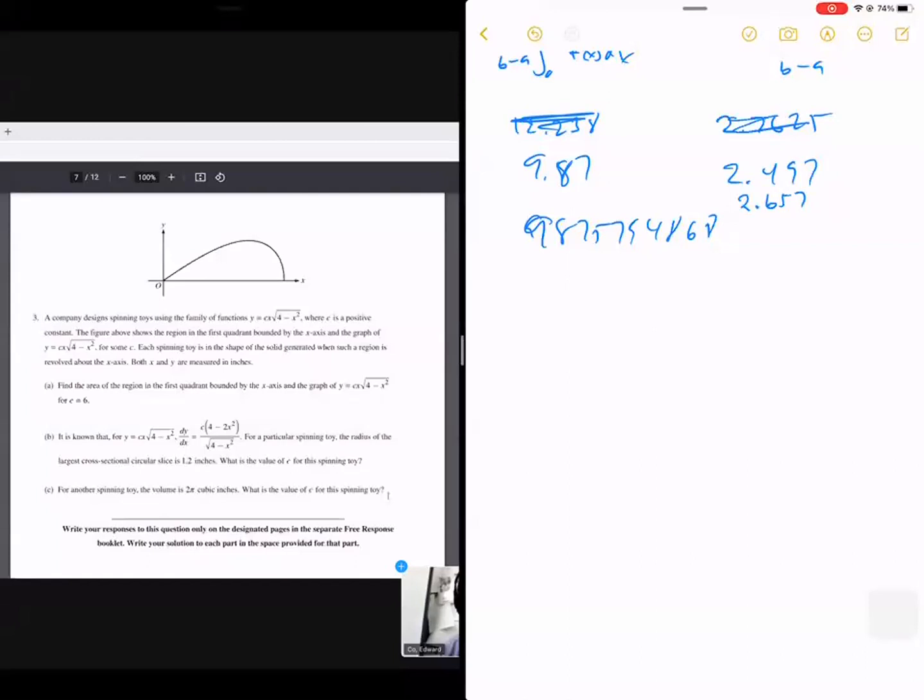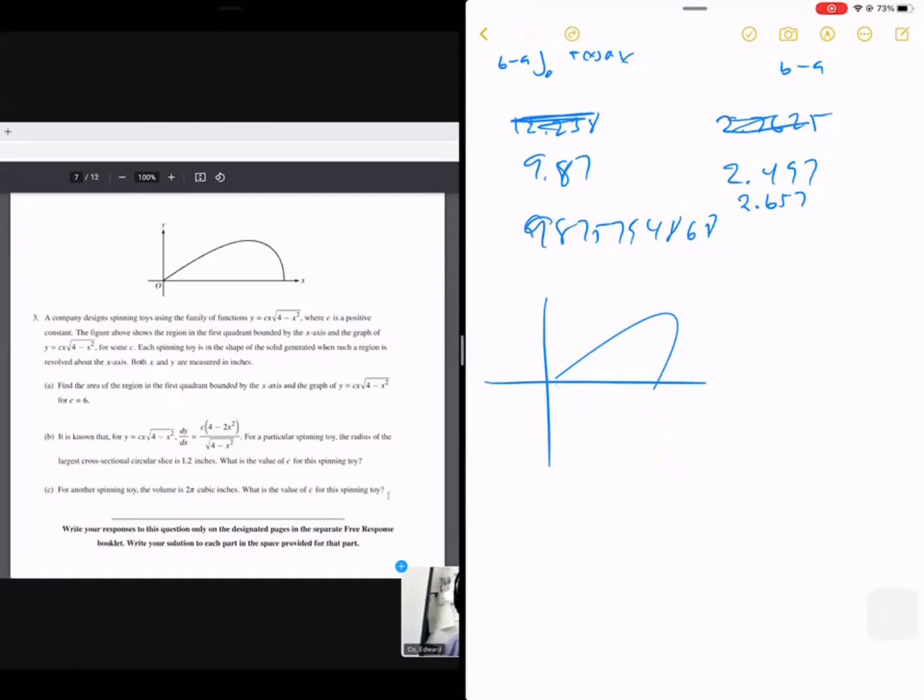Okay, the company designed a spinning toy using a function y is equal to some crazy function, where c is a positive constant. Okay, c, just in the back of your brain, c is going to be positive. The figure above shows the region of the first quadrant bounded by the x-axis and the graph of cx square root for some value c. Each spinning toy is the same shape as a solid generated when the region is revolved around the x-axis. So I'm thinking this graph, when it's spun around the x-axis, looks something like that. Whatever, you get the idea.